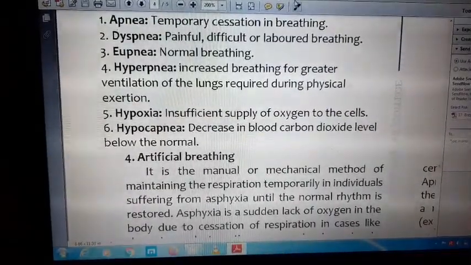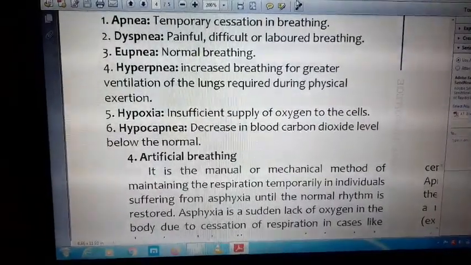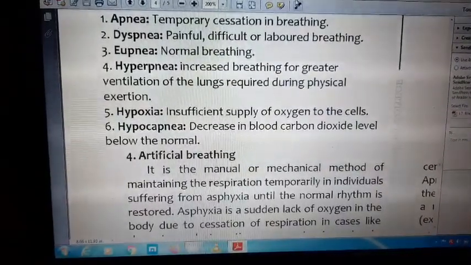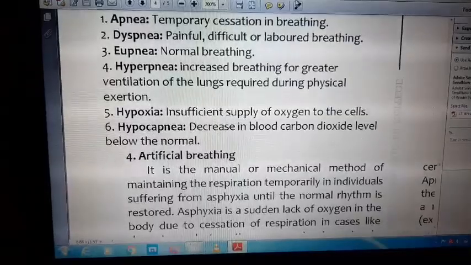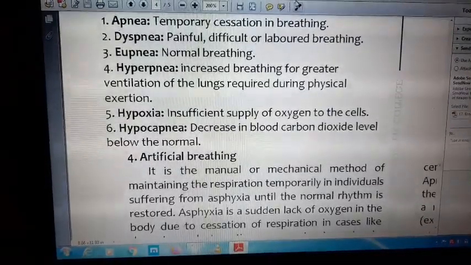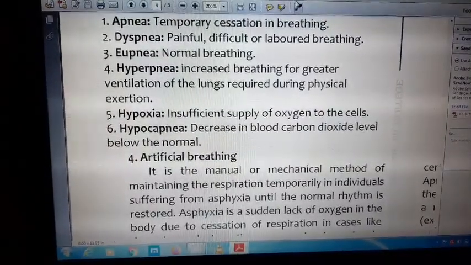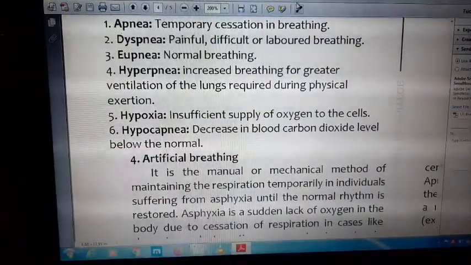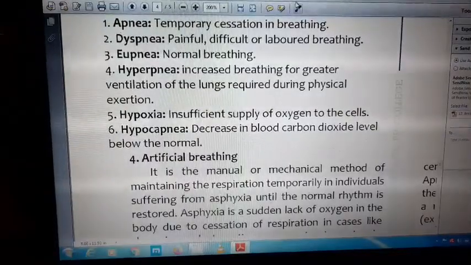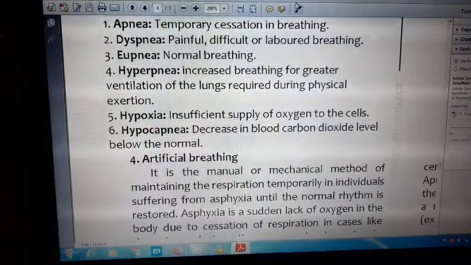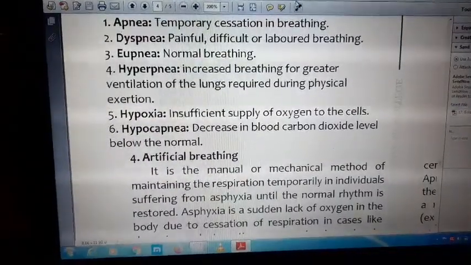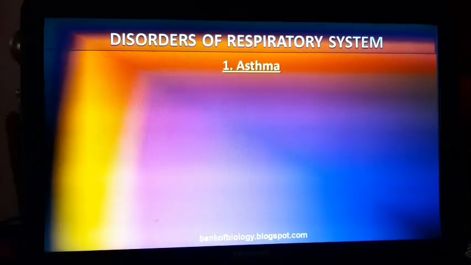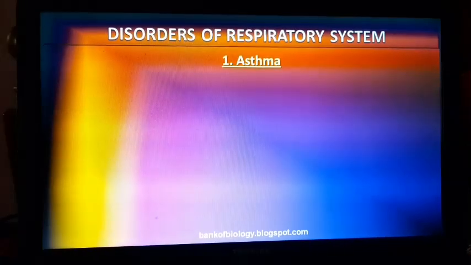Along with that, artificial breathing, which is used in case of asphyxia. Artificial breathing means a manual or mechanical method of maintaining respiration temporarily in individuals suffering with asphyxia until the normal rhythm returns. Asphyxia refers to a sudden lack of oxygen in the body due to cessation of respiration in certain patients like asthmatic patients. In the last part, we are going to study the disorders of the respiratory system.